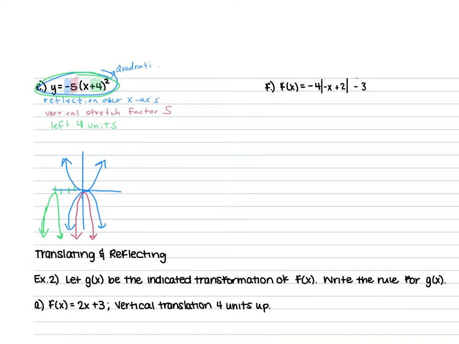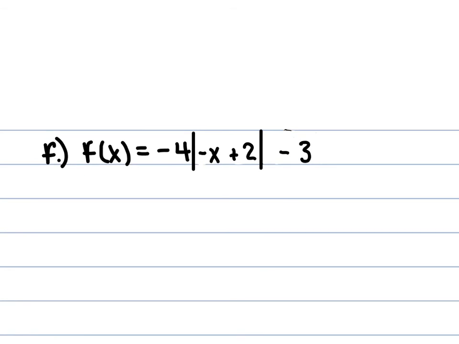All right, let's move on to F. What type of graph is this going to be? Absolute value. Perfect, absolute value. Okay, now what transformations are happening? We start to the left. So what does this negative outside do to our graph? It's a reflection over the x-axis. Perfect, reflection over the x-axis.